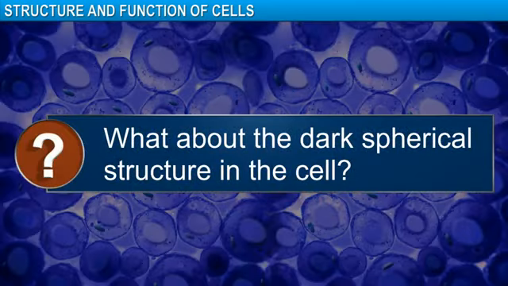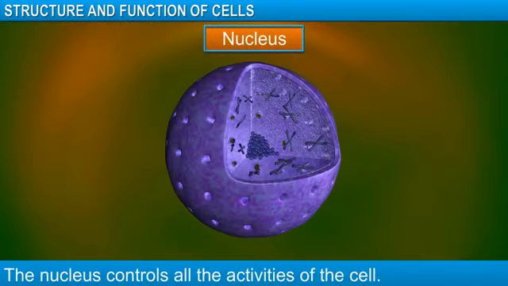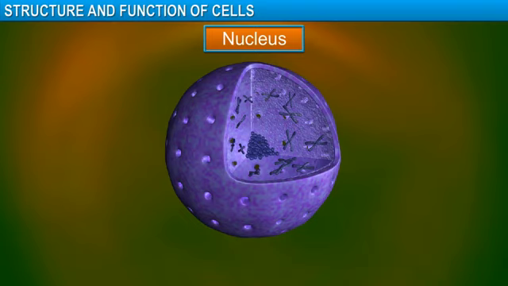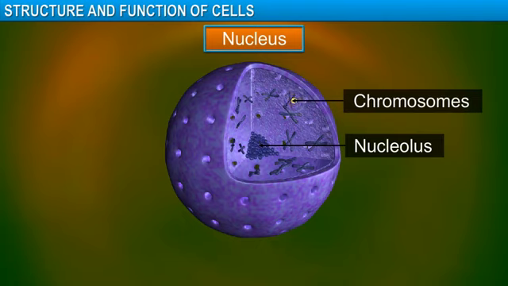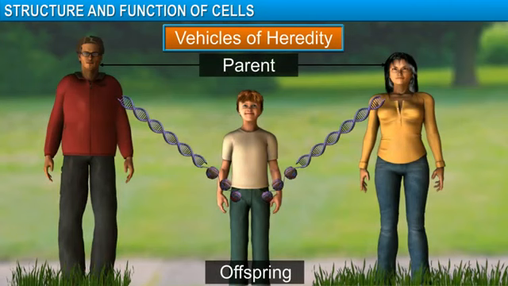What about the dark spherical structure in the cell? It is the nucleus, and it controls all the activities of the cell. It contains the nucleolus, which is a smaller spherical body. The nucleus also contains thread-like structures called the chromosomes. Chromosomes are called the vehicles of heredity.